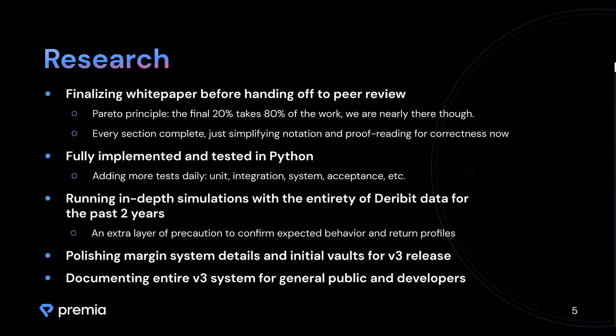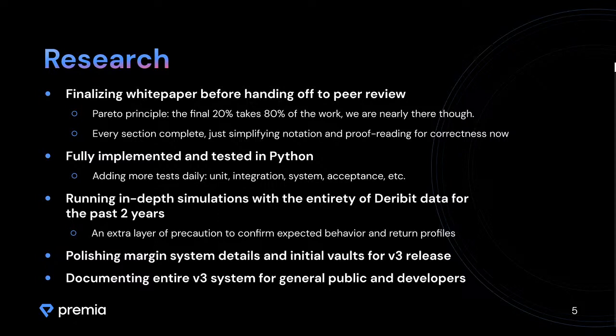Next, I'm going to cover research. Until recently, research was the majority of what was happening on V3 as we were researching and developing the base layer protocol, and of course the vaults and margin built on top. Now we are at the point where we are finalizing the white paper before handing it off to peer review. If you're familiar with the Pareto principle, it's basically saying that the final 20% of work takes 80% of the time. And we have definitely seen that with the paper.